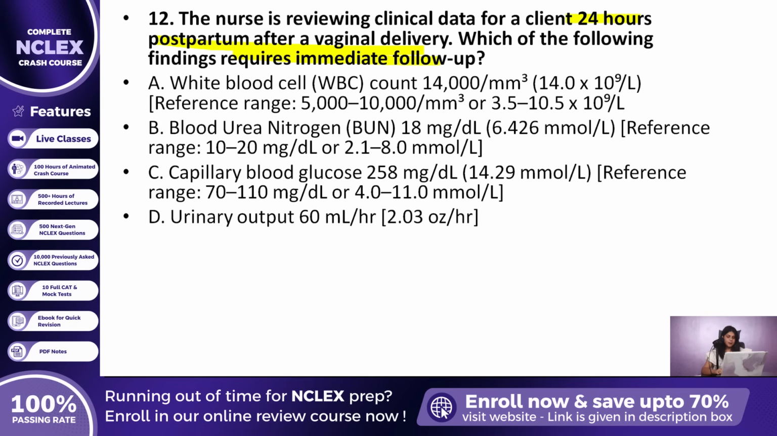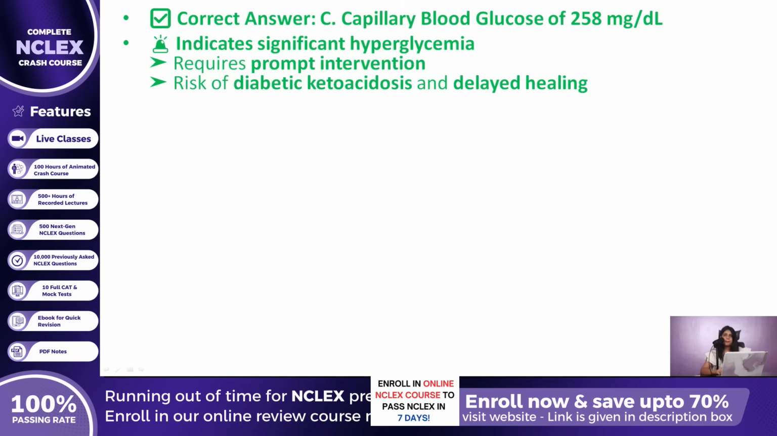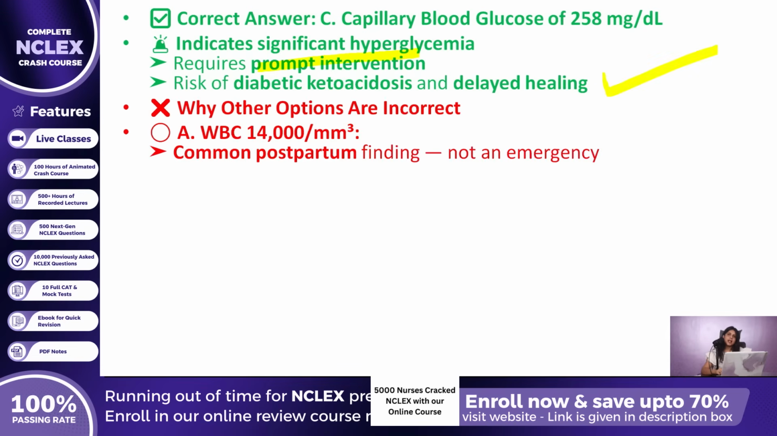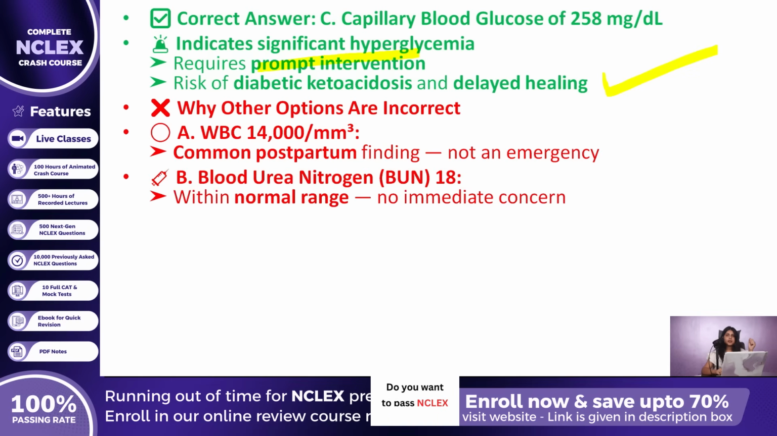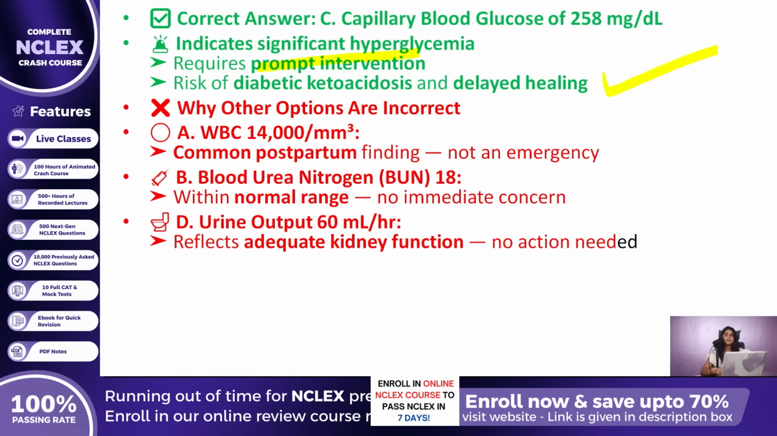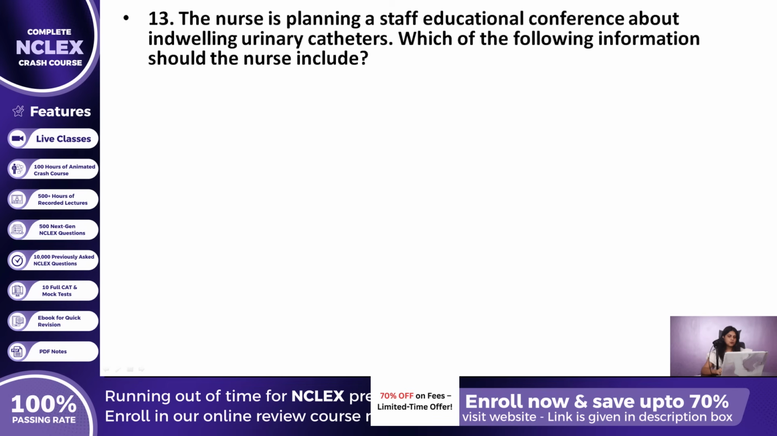The correct answer is option C, the capillary blood glucose of 258 milligrams per deciliter, as it indicates significant hyperglycemia requiring prompt attention due to risks like diabetic ketoacidosis and impaired healing. Option A, an elevated white blood cell count of 14,000, is common postpartum and not urgent. Option B, a blood urea nitrogen of 18, is normal. And option D, a urine output of 60 milliliters per hour, reflects adequate kidney function and does not require immediate intervention. Now, let's move on to question 13.